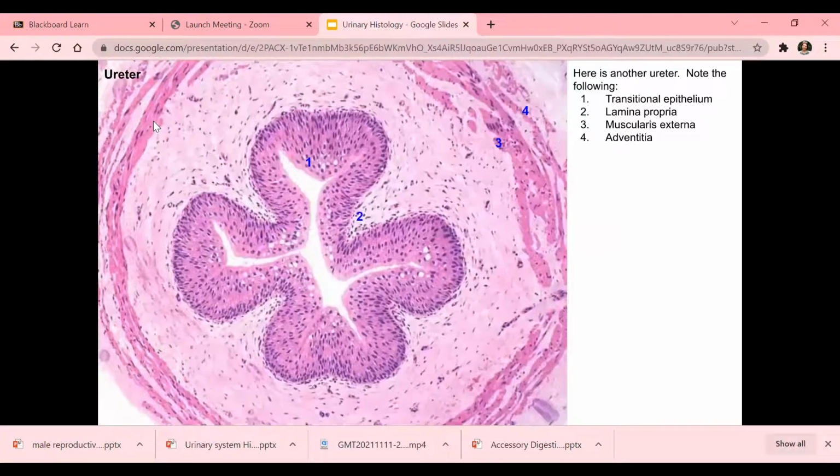And this is the last slide of today. In this slide, you can see ureter again, the star-shaped lumen, the transitional epithelium, lamina propria, and then you have muscularis externa, and the last layer is adventitia.